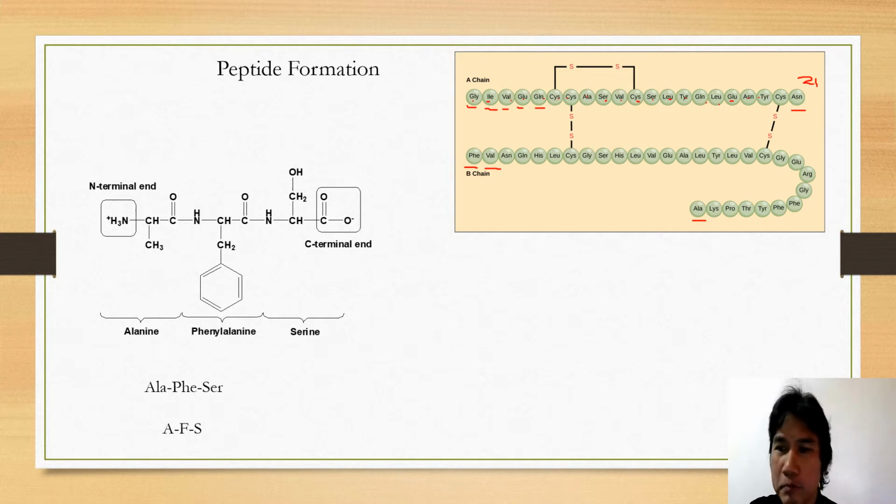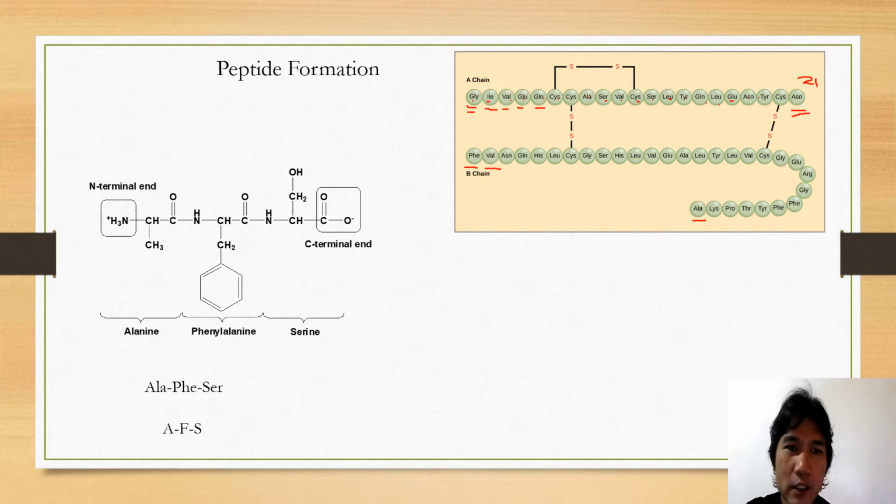By convention, in practice, the amino acid sequence in a protein is read from left to right. So from your left you have glycine, and then on your right you have asparagine. We read the amino acid sequence from N to C terminal, from your left side to the right side. At this point we will see how peptide bonds are formed, or in other words, how amino acids are linked together in a protein.